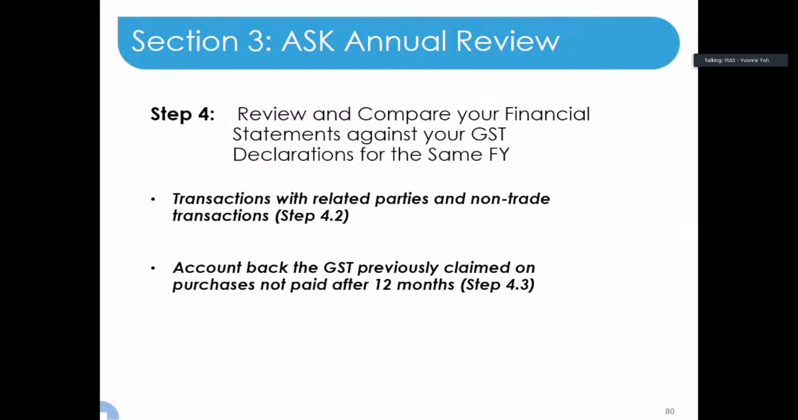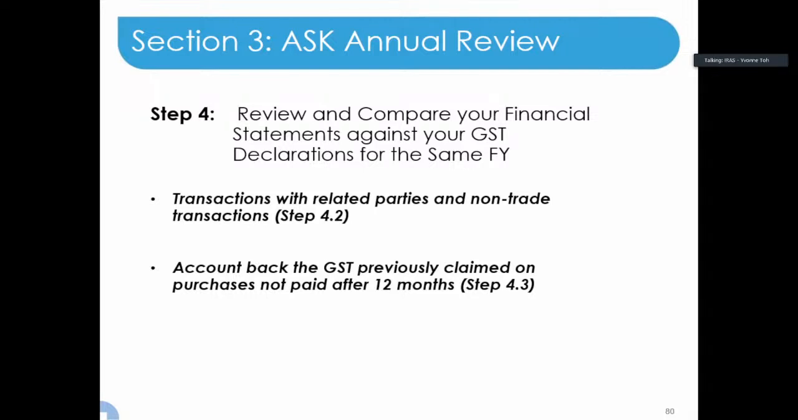The second check that you have to perform in step 4.2 of the ASK annual review is to ensure that you have included transactions with related parties and non-trade transactions. For example, sales of properties or fixed assets or sales made to a related company in your GST declarations.